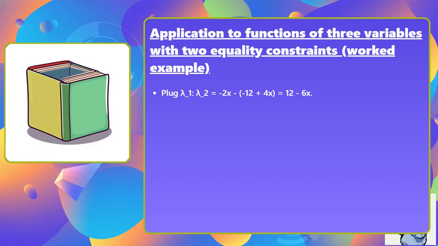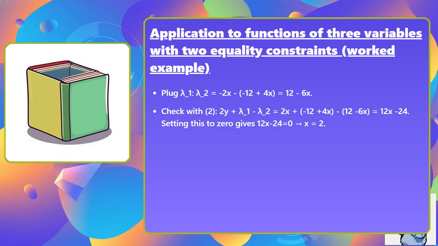Check with equation 2, 2y plus lambda 1 minus lambda 2 equals 2x plus [negative 12 plus 4x] minus [12 minus 6x], which simplifies to 12x minus 24. Setting this to 0 gives 12x minus 24 equals 0, so x equals 2.